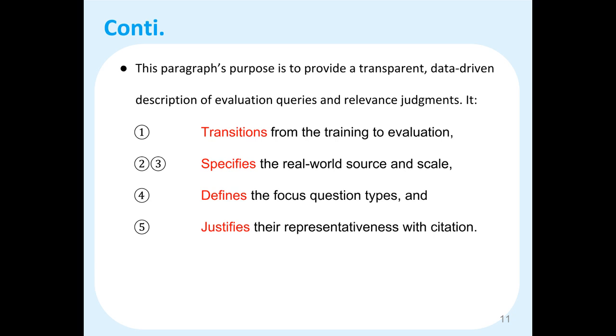This factual basis allows the authors to move to the third step, which is sentence 4, where they define the focus question types. The final step, sentence 5, is crucial for academic validity because it justifies their representativeness with citation, demonstrating that the chosen question types accurately reflect real user behavior.